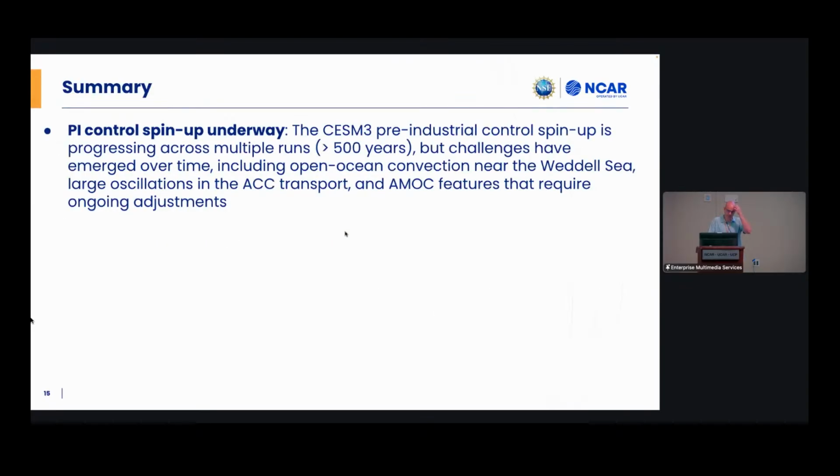All right, so in summary, we have started the PI control spin-up. It's underway and progressing across multiple simulations. We have more than 500 years so far. And some things only appear as you integrate the model for long enough. Indeed, we are seeing things like open ocean convection near the Weddell Sea. I don't know if it's realistic or not, but definitely convection. They seem to be contributing to large oscillations in the ACC transport, which then propagate to many other climate metrics. We are also dealing with this AMOC reversal in the Nordic seas, which is problematic.